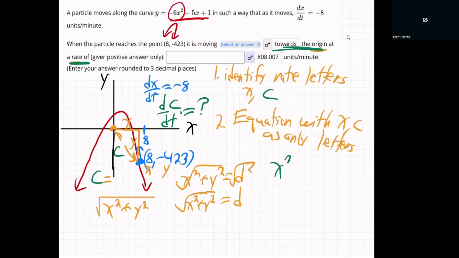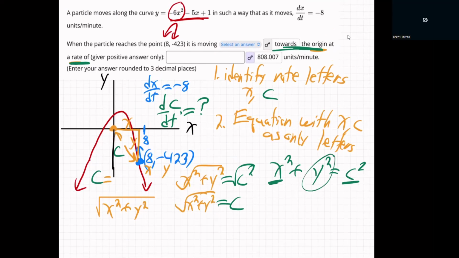Right here, we have x squared plus y squared. I'll just call it c squared. X squared plus y squared is c squared, right? So there it is. But wait a minute, it's got x, it's got c, but it's also got y. We can't have y. Only letters X and C.